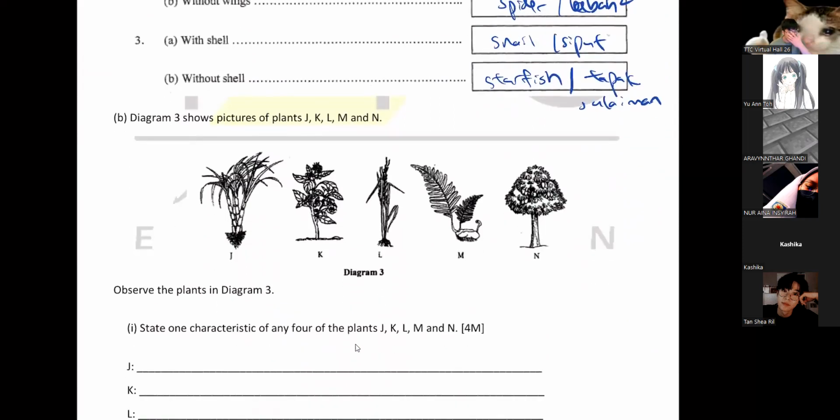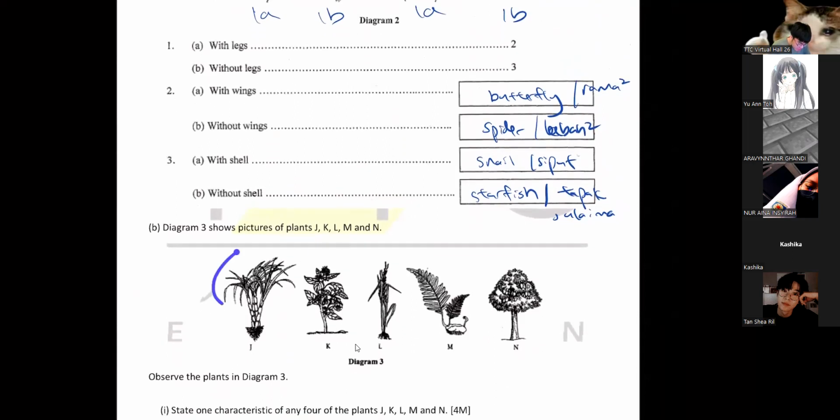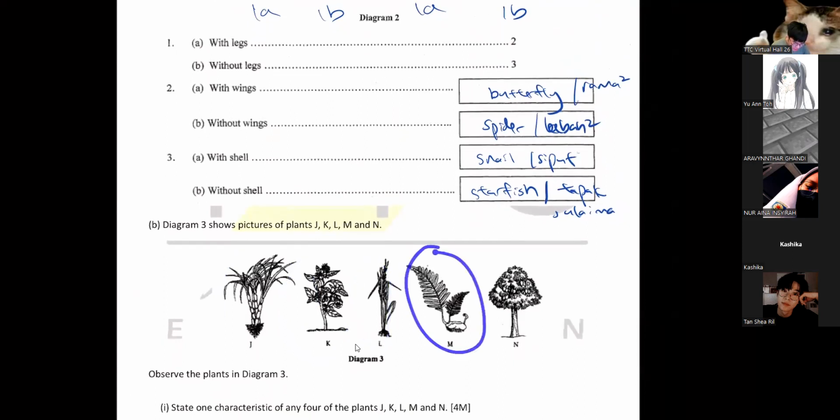Next B. Okay, so you have your JKLMN. Okay, JKLMN. So I don't know what are, okay, this one is tebu, I can see. This is sugarcane. This is bunga raya, your hibiscus. This is padi, I guess. This is your fern, pakis. This is some kind of tree that I don't know. Okay, I don't know what tree is this.